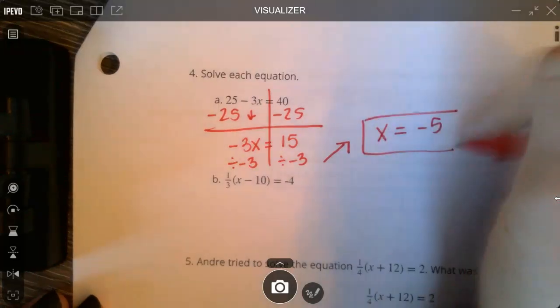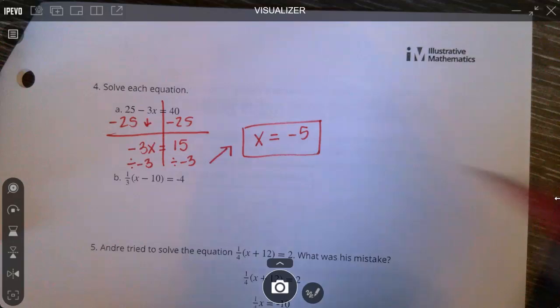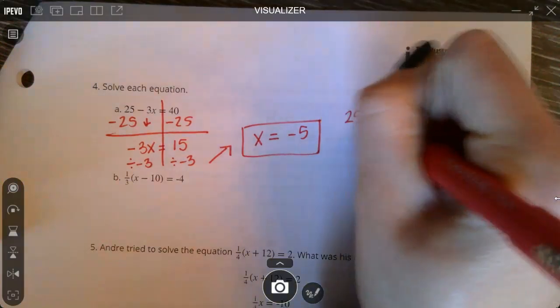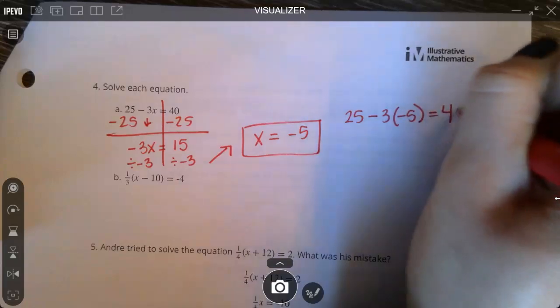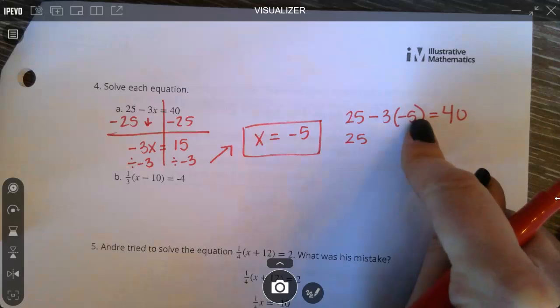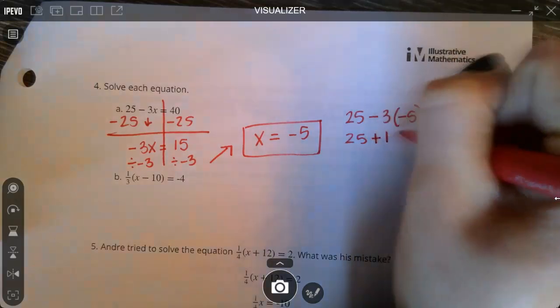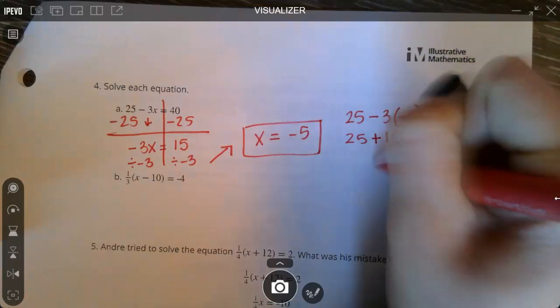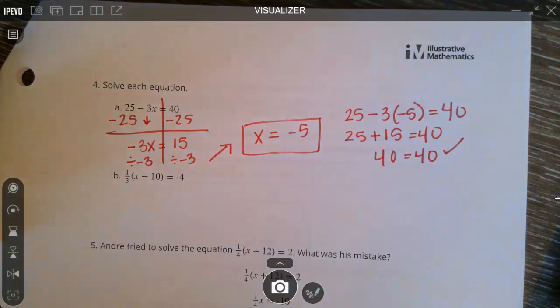To make sure this is correct, I can plug it back in my equation. So if I do that, 25 minus 3 times a negative 5 equals 40. 25, negative 3 times negative 5, you could also just put this whole thing in your calculator. It's going to be plus 15 equals 40. 40 equals 40. If you don't get 40, then you did it wrong.